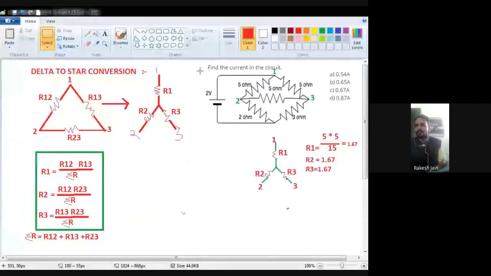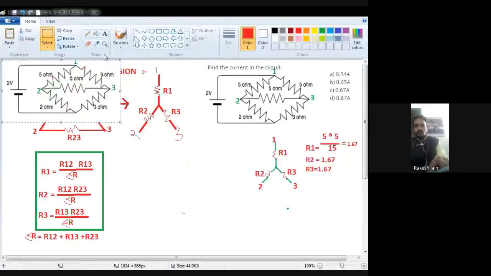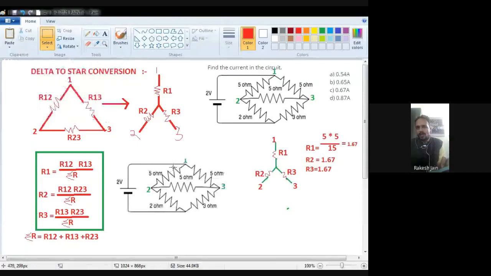So all of these three resistances will be 1.67, because 5 multiplied by 5 divided by 5 plus 5 plus 5 is 5 by 3. So 5 by 3 is 1.67, and R1 is 1.67. For R2 also, R12 and R23 are both 5 ohm, and the summation of resistances is 15 ohm, so the same answer. And for R3 you also find the same answer.